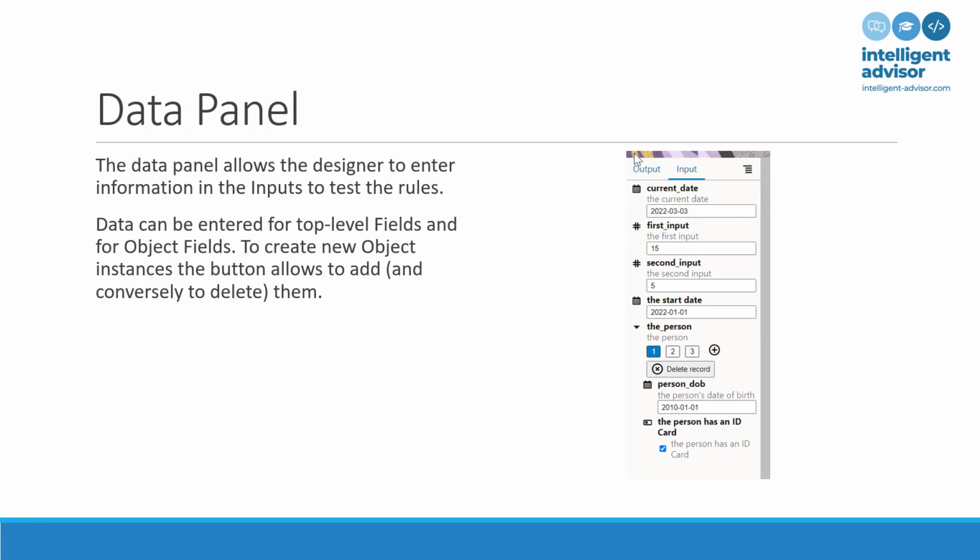The data panel allows me to enter data in the inputs, for example. So if I'm required to enter various pieces of information to get my rules to work, that's where I'll do it. And I will see red highlighting and error messages if there are inputs that are missing. In the lower part of this data panel, you can see that there is an object called the person, and there are numbers 1, 2, and 3. So I've actually created 3 instances of the person for my live mode. And you can see underneath there's a button that says delete record to be able to delete any of the instances, and also a plus to be able to create a new one.